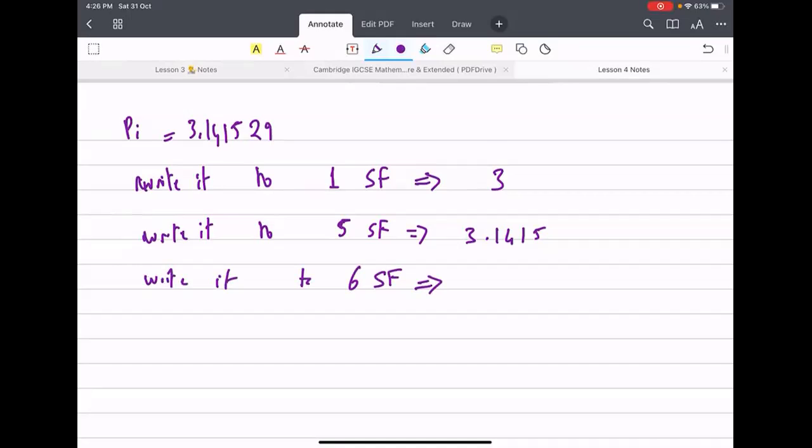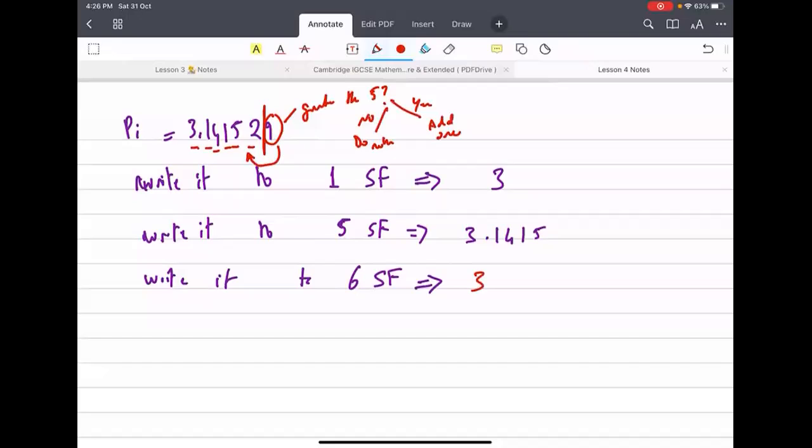When you write to 6 significant figures, we check out here. So 1, 2, 3, 4, 5, 6. So we'll make a line here. Is 9 greater than 5? Yes. No. Add 1. Do nothing. So add not 1. So 3.1415.